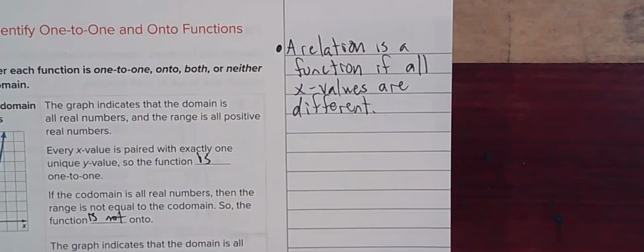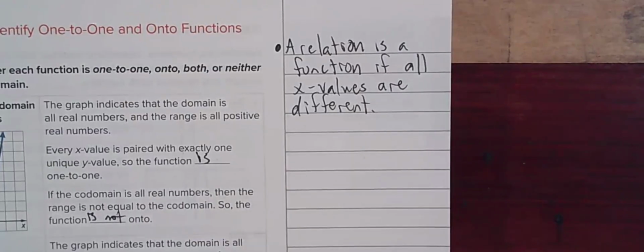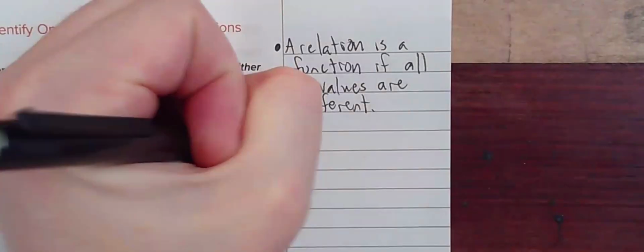In terms of a visual perspective, you can use the vertical line test. If it crosses more than one point at the same time, it is not a function. If it only touches one point at a time, it is a function, which means all of the x values are different. Next one.